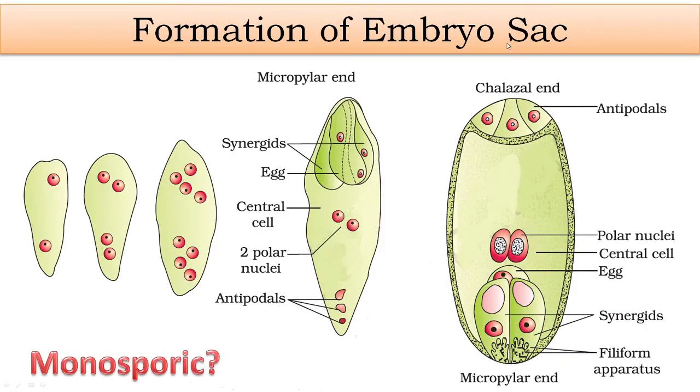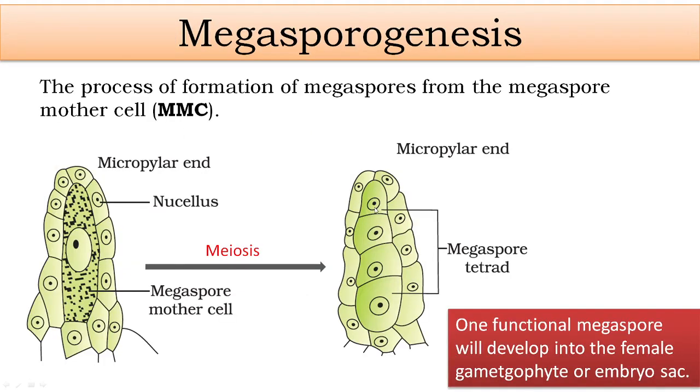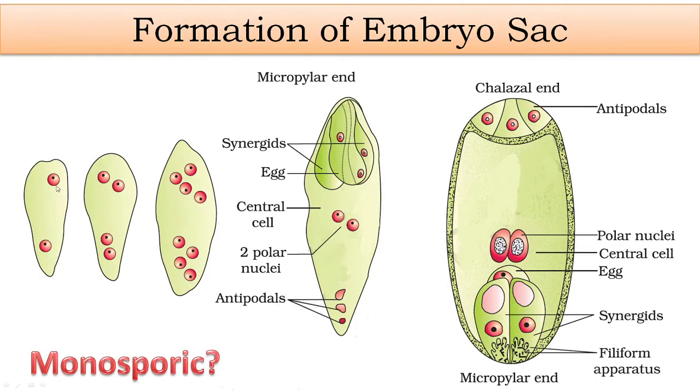Let us look at the formation of the embryo sac. Now one of these cells which remains functional, inside that cell the nucleus divides. Only the nucleus divides, not the entire cell. It is called free nuclear division, which means the nuclear division is not followed by cytokinesis or cell wall formation, right?